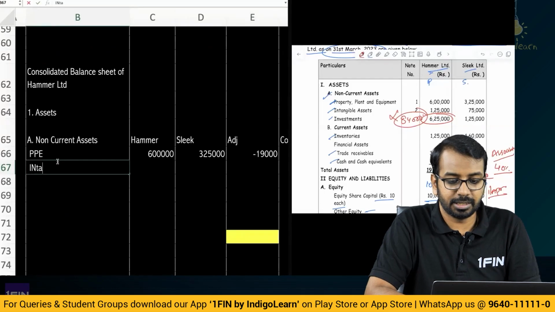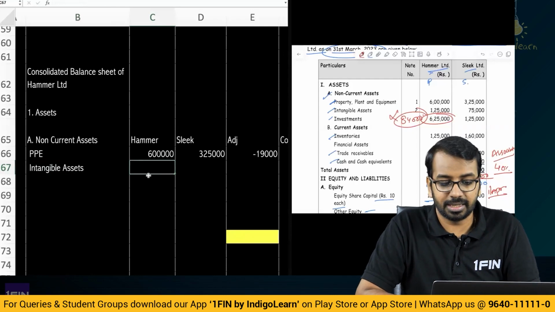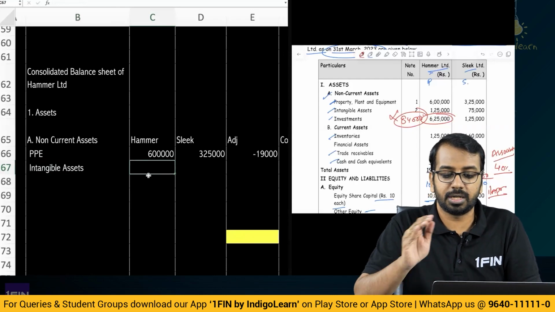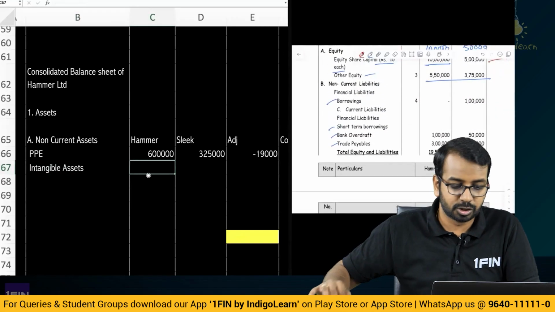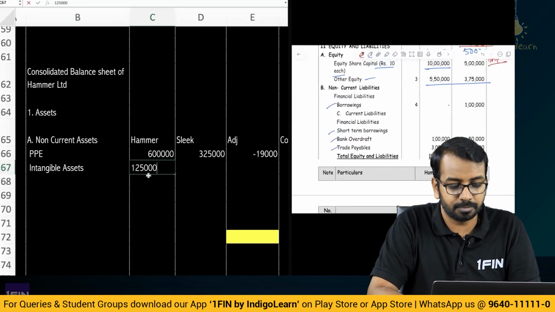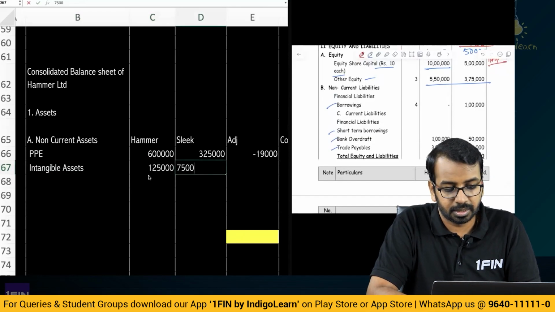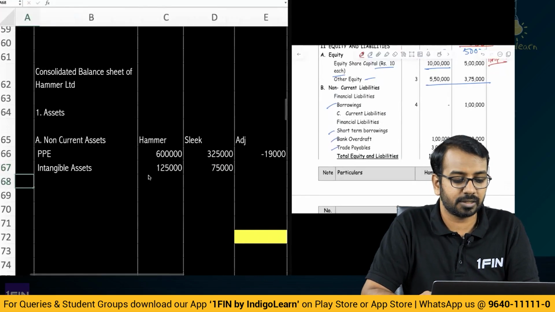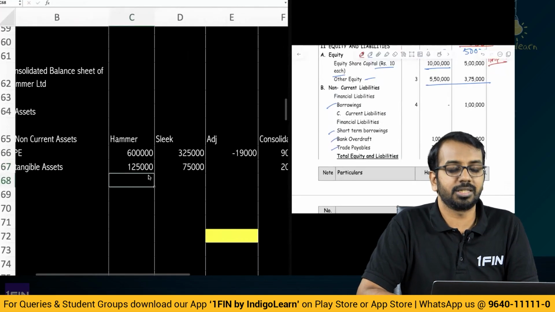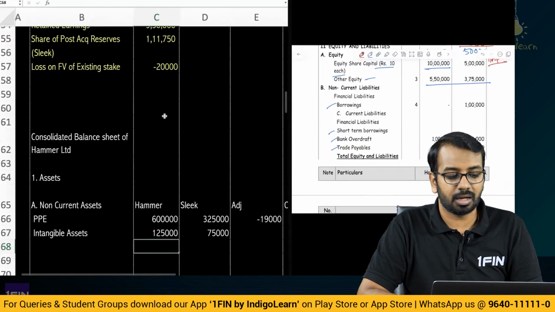Then intangible assets. They have given us 1,25,000 and 75,000, that is pertaining to goodwill. We will show it as it is, 1,25,000 plus 75,000. There is no adjustment, so that comes to 2 lakhs. Sir, what about goodwill on consolidation? We did not get goodwill, we got capital reserve, so we will add that under other equity.